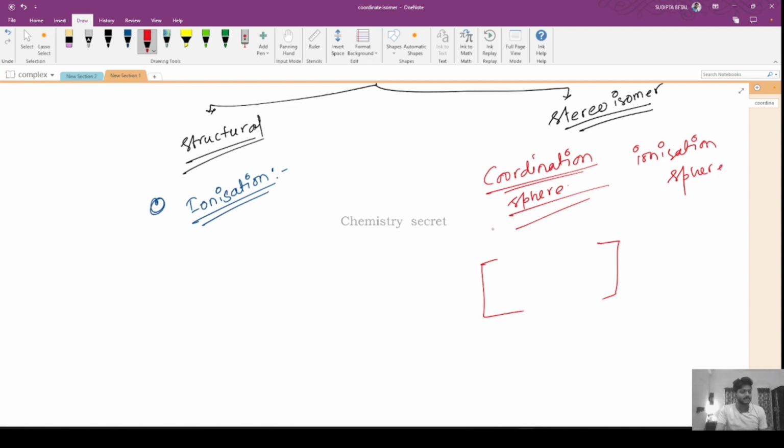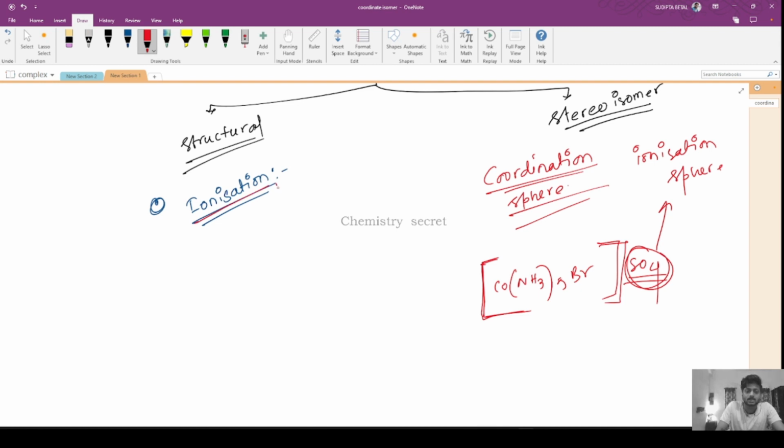So if we consider an example like cobalt with 5 ammonia and bromine, and outside if we write SO4, that is the ionic species which is known as the ionization sphere. And the metal with its attached ligands depends on its coordination number, and this is known as the coordination sphere. So the metal with its ligands is known as the coordination sphere, and the ionic species or molecule outside is known as the ionization sphere.